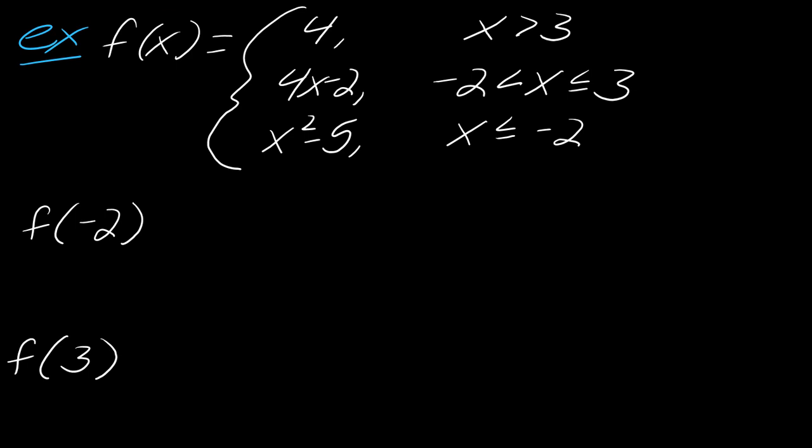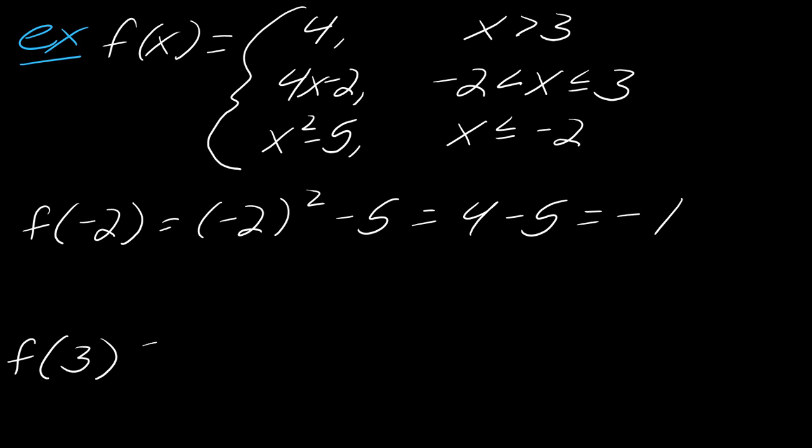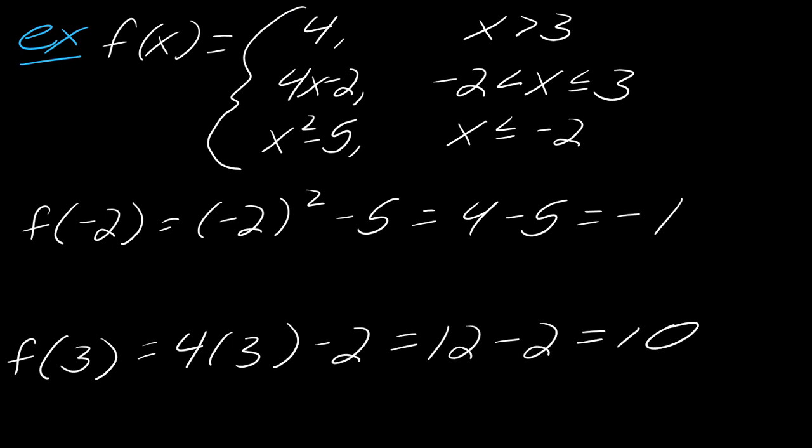Okay, negative 2 falls into this condition here, right? So this will be negative 2 squared minus 5, so that's 4 minus 5, which equals negative 1. And then f of 3: here's where x is equal to 3, right in this condition. So I plug it into this function here. This becomes 4 times 3 minus 2, so that's 12 minus 2, which equals 10. Okay, so I think we've got the idea now of how to evaluate them, so now we will graph them.